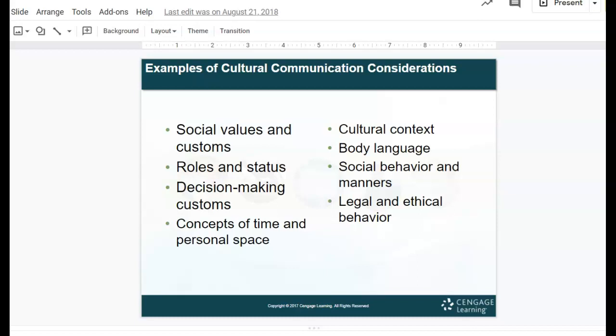Social behavior and manners, and then legal and ethical behavior. They are different. Legal means laws. If you break that law, there's a criminal punishment for breaking the law. If it's an ethical issue, it could be considered civil, or in some cases it's not illegal. There's no criminal punishment for it, but it could lead to a crime. So you have to be aware of both of them.